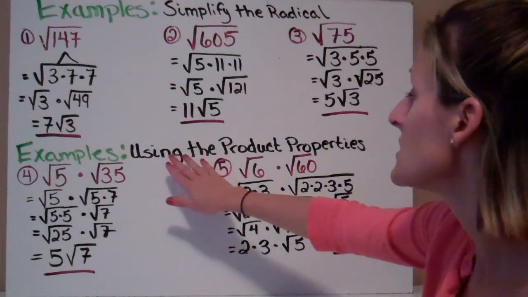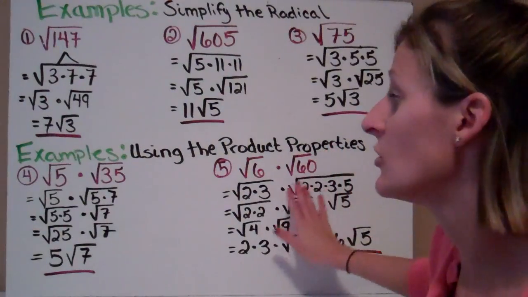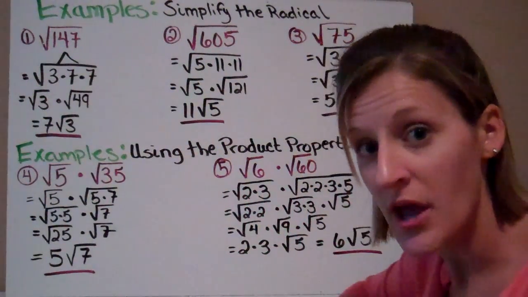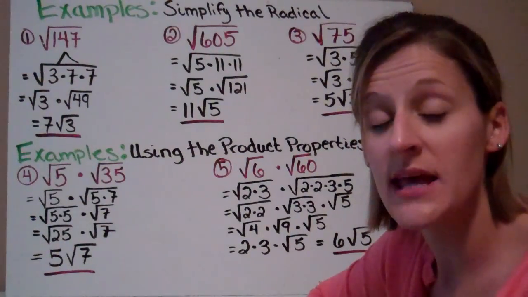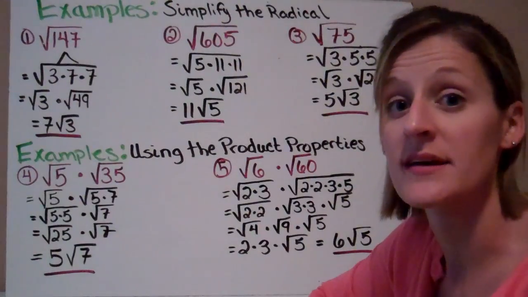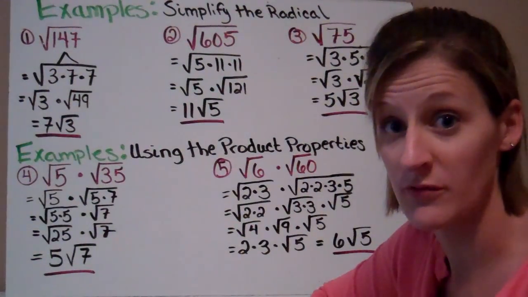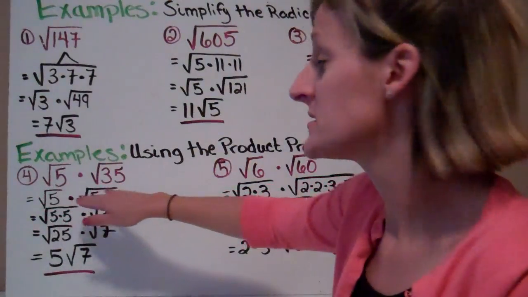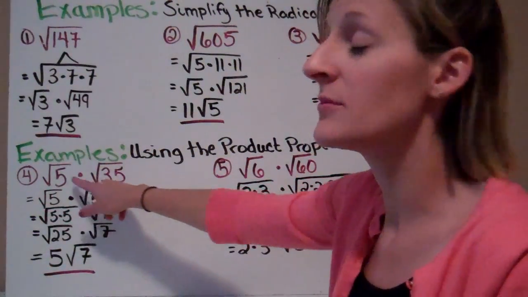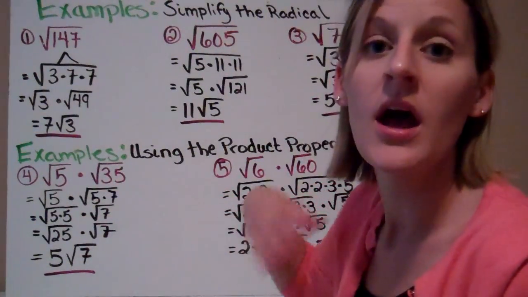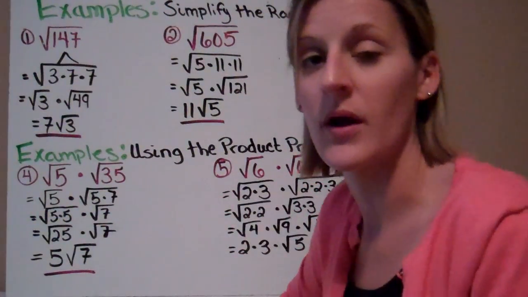Now I want to use the product properties in order to solve these two expressions. These are getting a little harder, but basically remember I said the square root of AB is the same thing as the square root of A times the square root of B. Well, pretend this is the square root of A and this is the square root of B. Since they're being multiplied together, I can just do 5 times 35 and then simplify it that way.